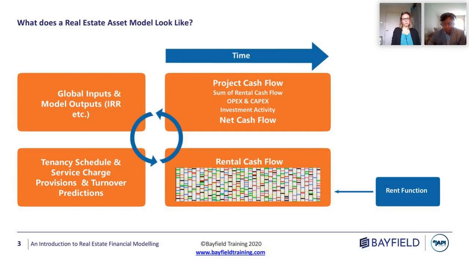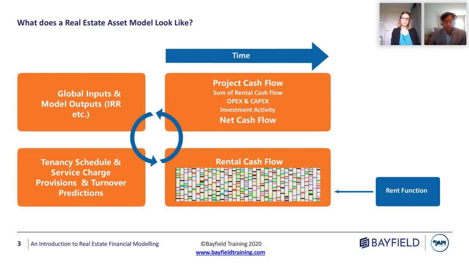When it comes to the input, you will categorize the input into two categories: the global inputs that relate to the general project, the timing of the project, the situation of the market, and inputs that are specific to the property. And one specific input for an income generating property would be the tenancy schedule. In the tenancy schedule, you will find conditions about the rent, the service charges, provisions, and turnover predictions.